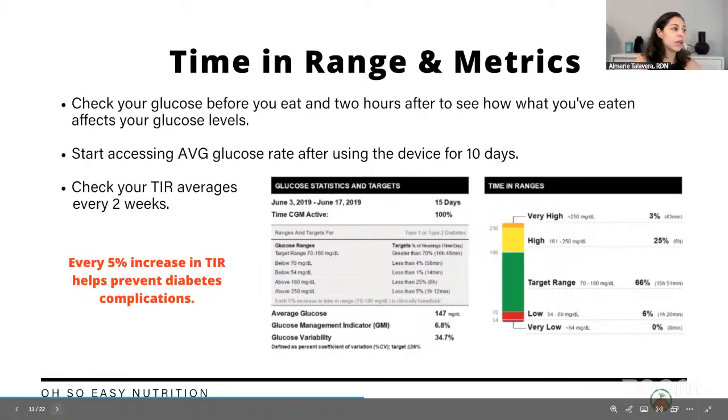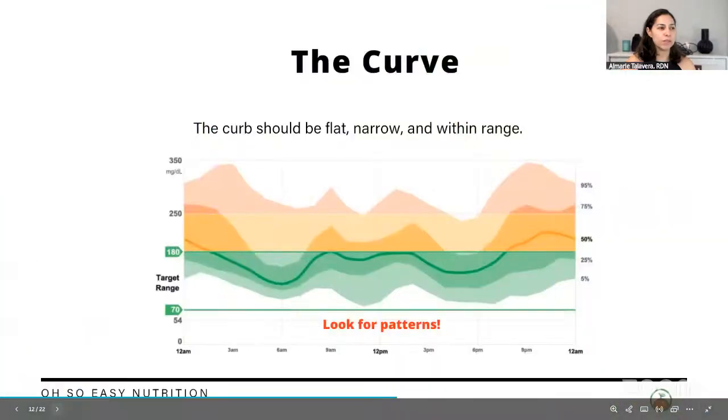This is not something we need to check daily because we need a lot of data to be compiled so that we can get better estimates of what's going on. Remember, there's that 25% loss in accuracy because devices move, so just keep that in mind. Now, every 5% increase in time in range can help prevent diabetes complications. So if you are struggling with diabetes, we want to improve this as much as possible. Once again, getting to that over 70%.